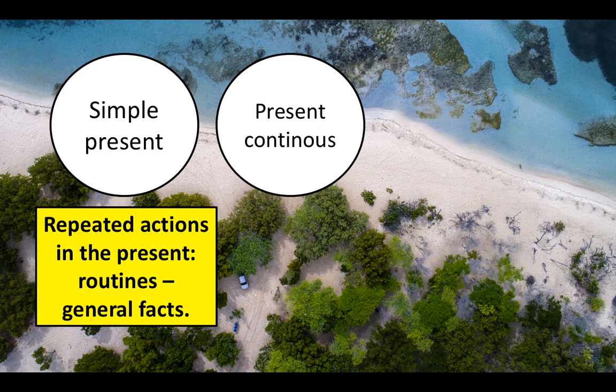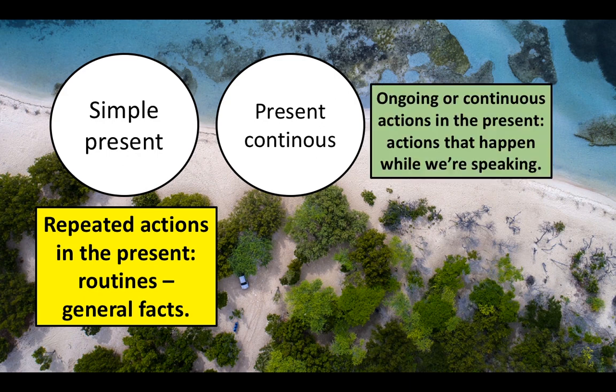What do we use the present continuous for? Well, we use the present continuous to describe ongoing or continuous actions in the present. Actions that happen while we are speaking. So the simple present, we use it to refer to routines and general facts, and the present continuous, we use it to talk about activities that happen as we speak.